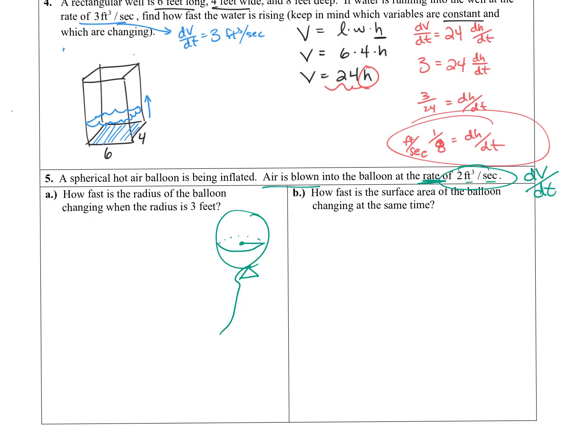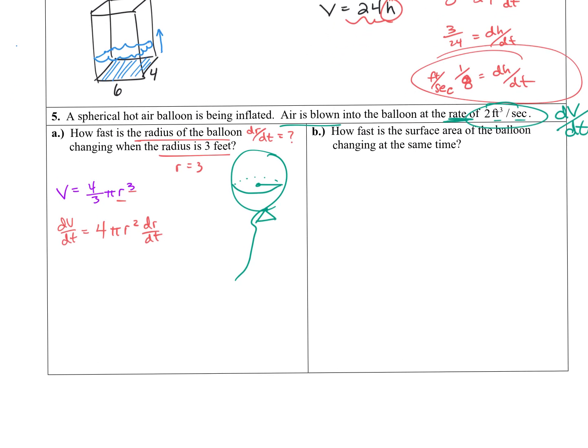How fast is the radius of the balloon changing? So the radius of the balloon changing would be dr/dt. That's what I want to know when r equals 3. All right. So the volume of a sphere is 4/3 pi r cubed. The rate of change of that, the derivative, dV/dt: multiply by 3, power rule. That would cancel out with the bottom 3, so it's 4 pi r squared, and since it's r, it's got to have a dr/dt on it.